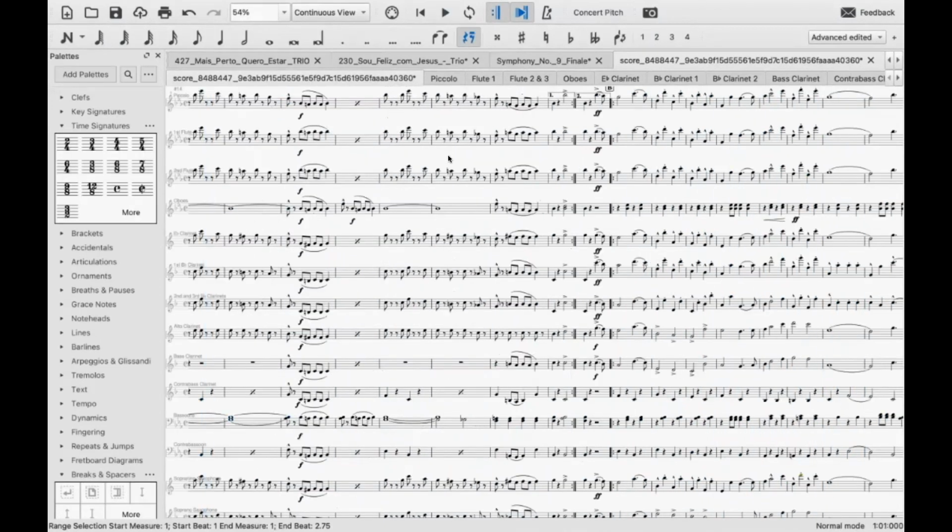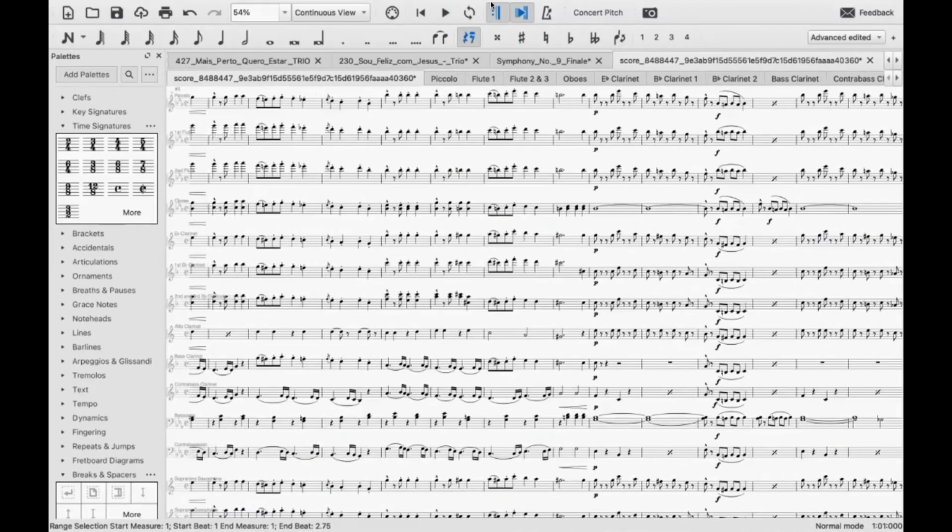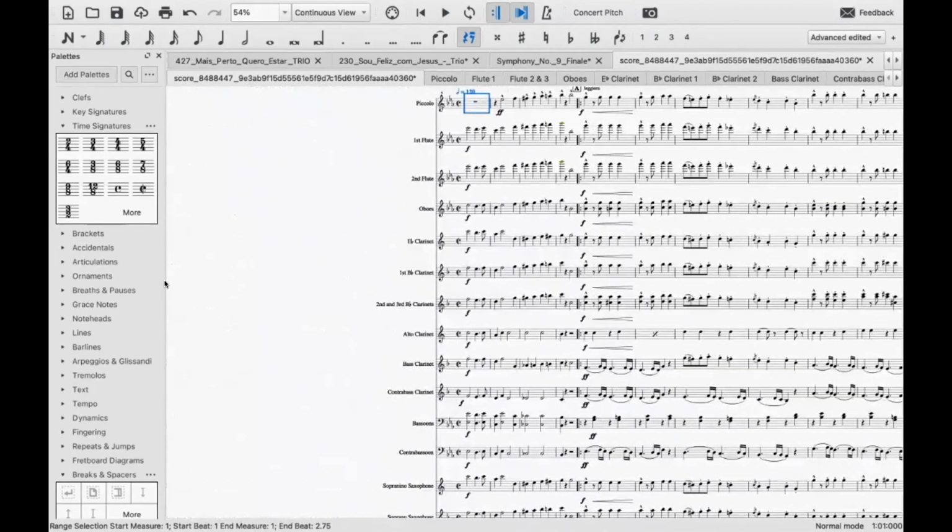Did you guys notice the 1, 2, 1, 2? Yes. So the march could also be 2, 4. There is actually a 1, 2, but it's not very common. It's not very common, but it is possible to have 1, 2.